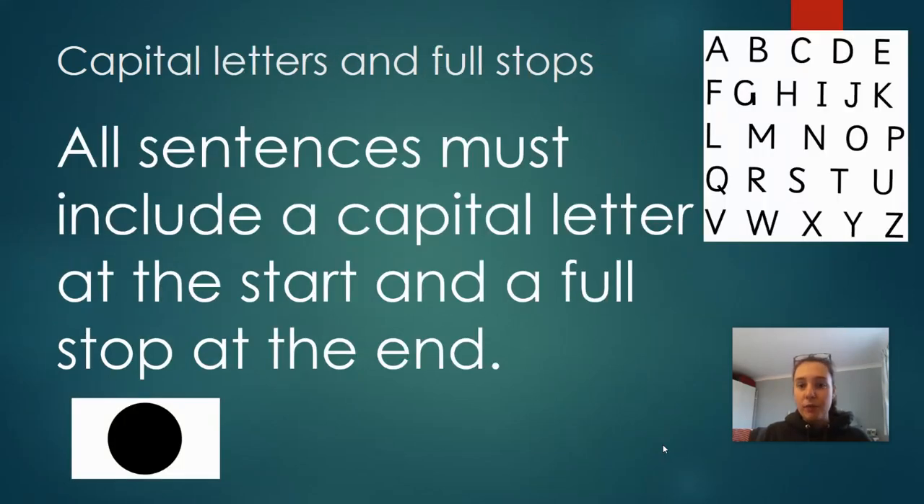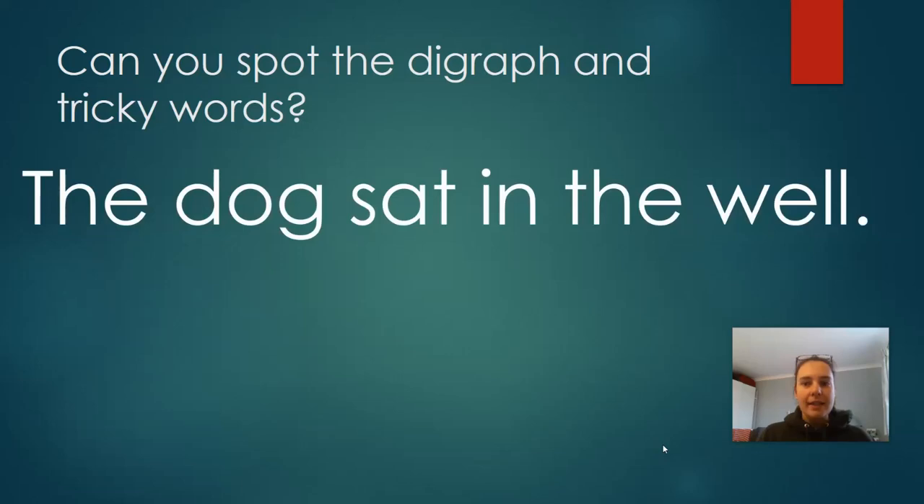Now, it's really important that all sentences must have a capital letter at the start. Okay, now those are the big letters. So that's when we know that our sentence has started. And there's always a full stop at the end. That means that we know you've finished your sentence and you don't want to write any more. Okay, now can you spot the digraph and the tricky words in this sentence? Okay, I'm going to give you a couple of seconds to have a look to see if you can spot the digraph and the tricky words.